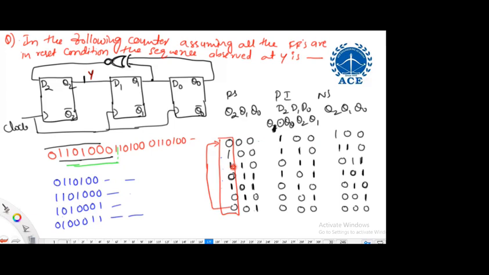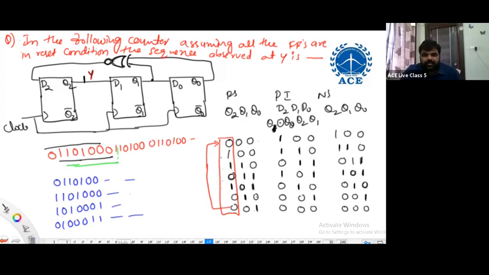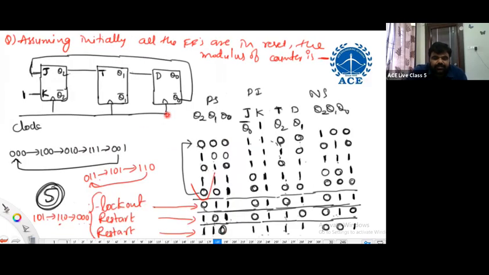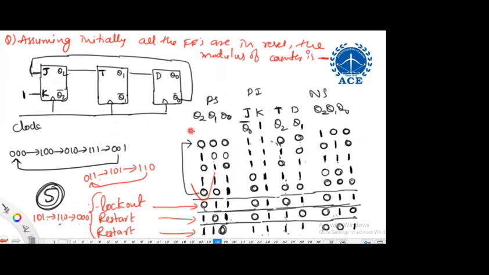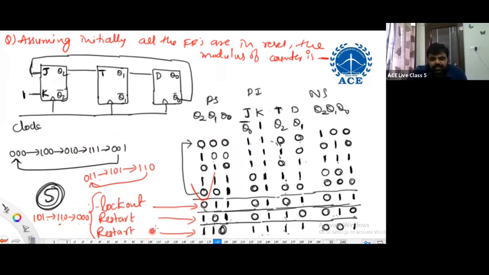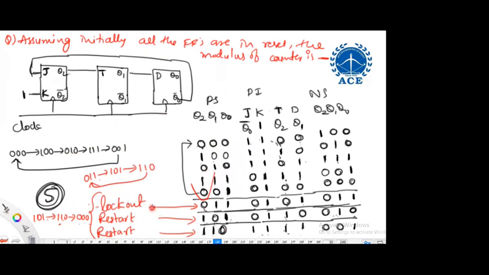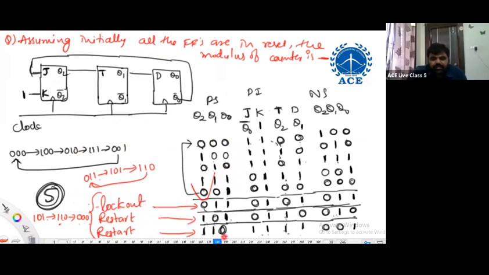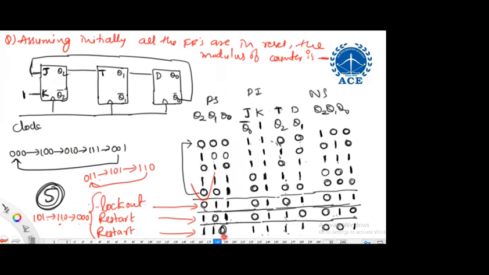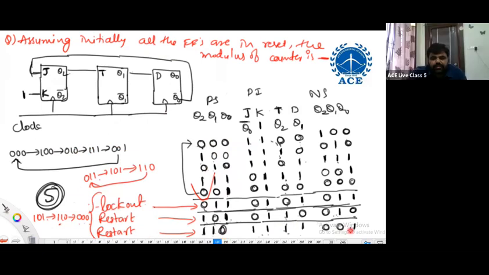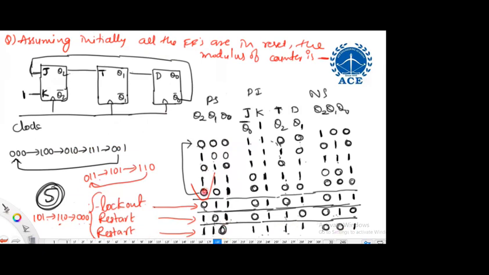Okay, sir. And in the 18F slide, what happened? It is lockout, restart, and restart is there, no, sir? Yes. If the initial condition given is 110, we will get the next state as 001, then 0, then 1. Coming to the normal procedure, it will repeat. Yes, it is repeating here. So here the modulus will be 6 or 5, sir?